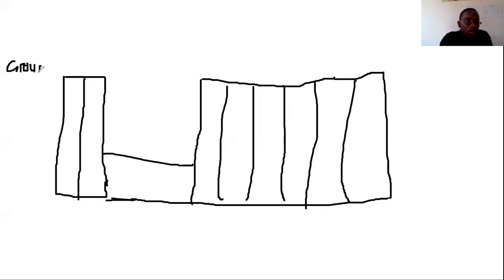We have what we call groups on the periodic table. So we have group 1 in Roman numerals, group 2, then we have group 3, group 4, 5, 6, Roman numerals, we have group 7, like that. Then we have group O, which is also known as group 8.